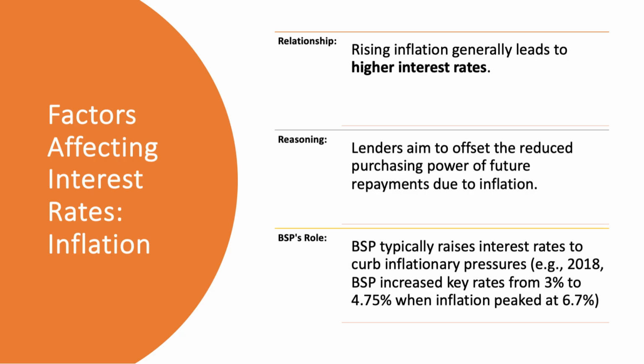The Bangko Sentral ng Pilipinas, BSP, also steps in to manage this. For example, in 2018, when inflation in the Philippines peaked at 6.7%, the BSP raised its key policy rates from 3% to 4.75%. The goal was to slow down borrowing and spending, helping reduce inflationary pressures.